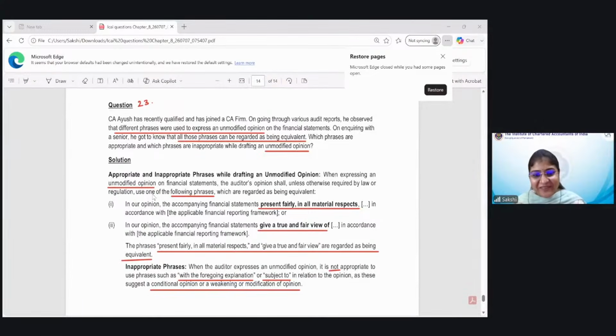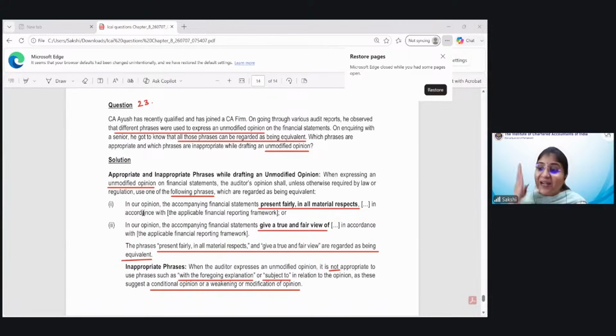All right. Very to the point question, an important one also, isn't it? Because you know, when do we use the words present fairly in all material respects and give a true and fair view, isn't it? So they can be used interchangeably, isn't it? Let's see. Appropriate and inappropriate. Then inappropriate also you have to tell. You cannot write subject to. You cannot write with the foregoing explanation. Isn't it? You cannot give those things.